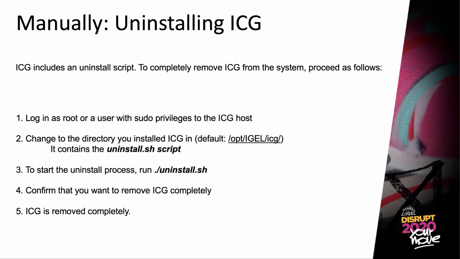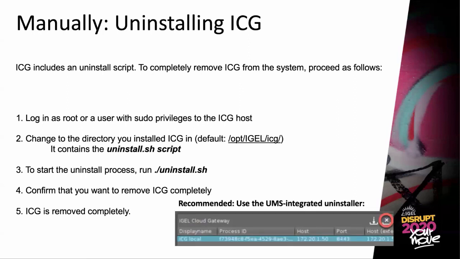But if you run into an error in that phase, ICG is already installed, but the UMS, because it cannot complete the installation process, will not show any ICG. So then you have to remove it manually. And of course, if you have a running system but the UMS is gone, or you need to set up new, so the connected UMS is no longer there, then you have to manually uninstall. But we normally recommend the UMS integrated installer.